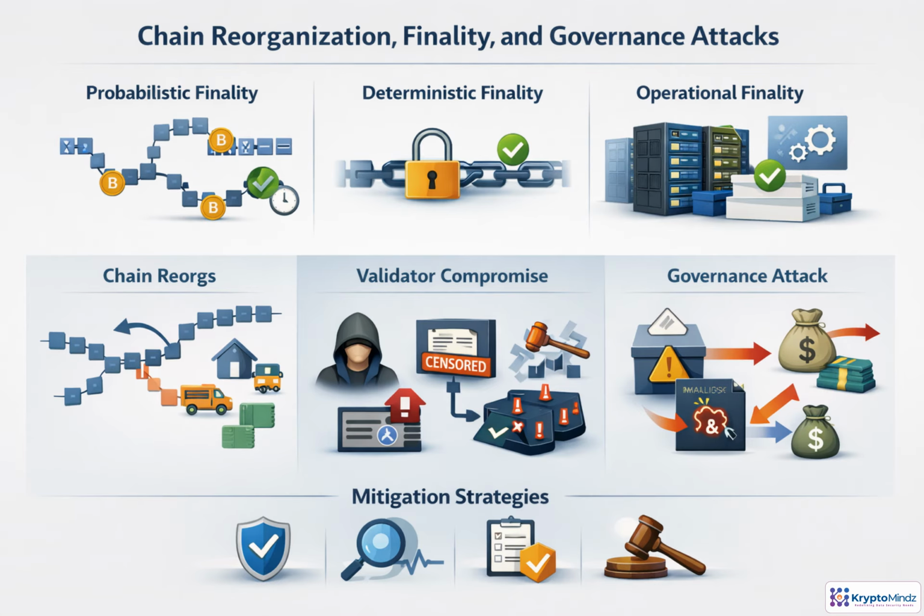Finality defines when a transaction is safe enough to settle against. In probabilistic networks, recent blocks can be reorganized, so confirmation thresholds matter. In deterministic systems, finality may be faster, but validator compromise can still censor or reorder activity. In operationally final networks, governance and administrator powers become the key risk. Good architecture treats finality as a control point by monitoring the network, reviewing governance, and preparing fallback settlement procedures.